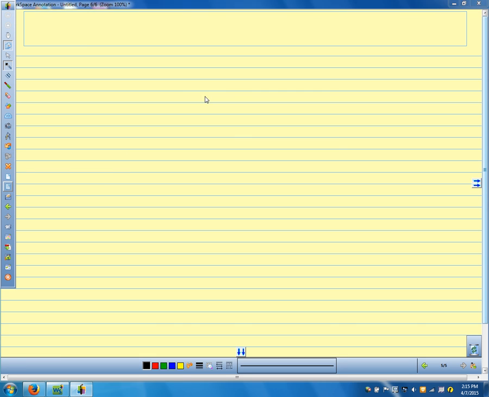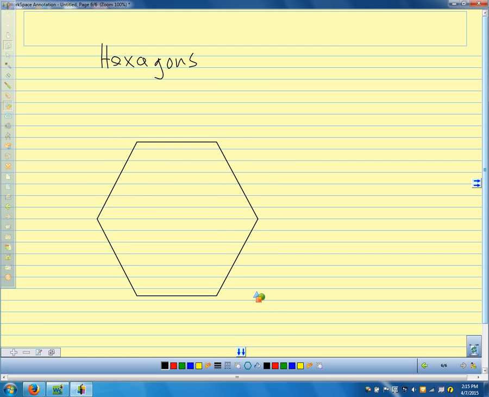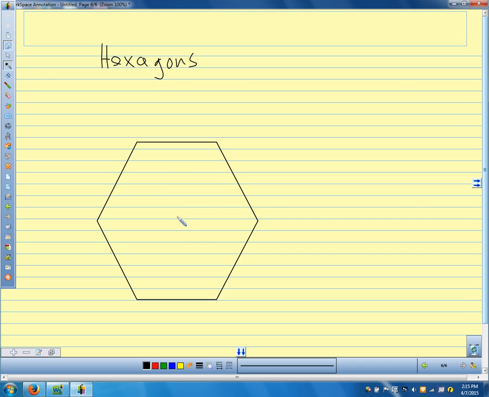All right, and the last one are hexagons. I always say hexagons are special. So there's a regular hexagon. We're still talking about regular polygons. I'm going to draw the little triangle in here. There's our center, our apothem, and our radius.